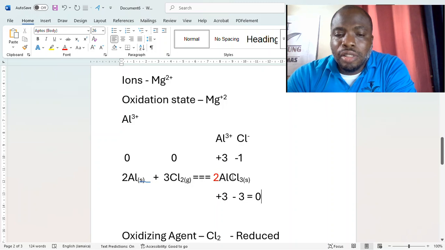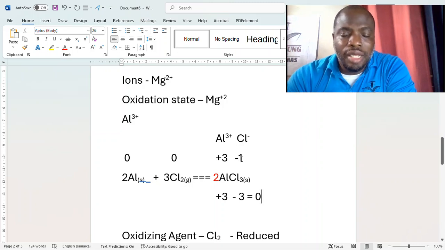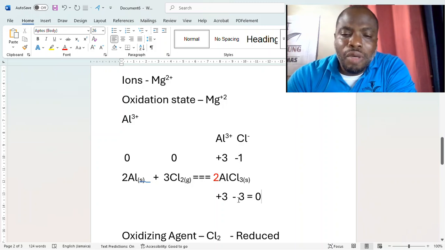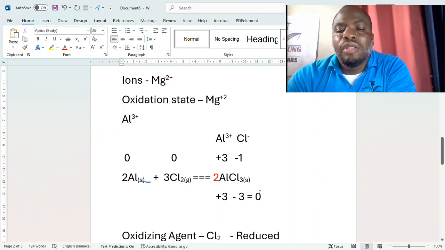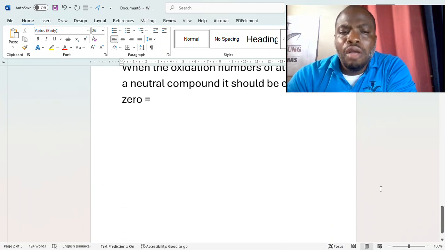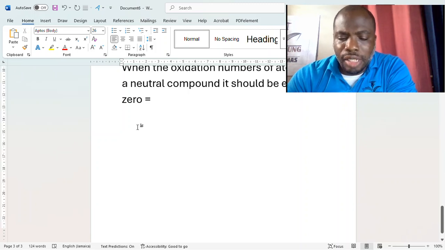How many atoms of chlorine? 3. Each of them has an oxidation number of -1, because I told you initially, this -1 is a reflection of 1 atom. So since we have 3 of them, it must be -1 times 3, which gives you -3. And so we end up with 0. And we soon get to some working out. As a matter of fact, I would have to do the working out to show you why that rule is important.